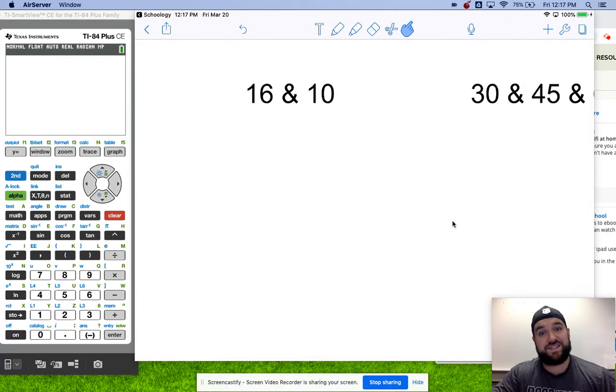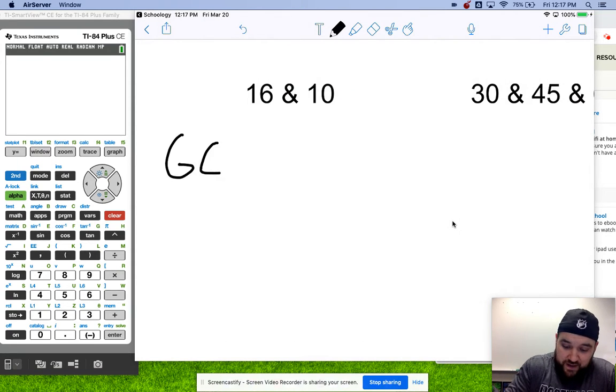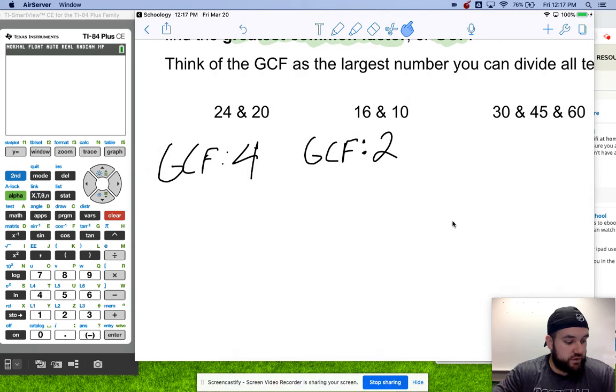How about for 16 and 10? Well, 4 goes into 16, but 4 doesn't go into 10. 5 goes into 10, but 5 doesn't go into 16. So we have to think a little smaller, and in this case, the greatest common factor, the largest number that goes into both 16 and 10, is just 2.